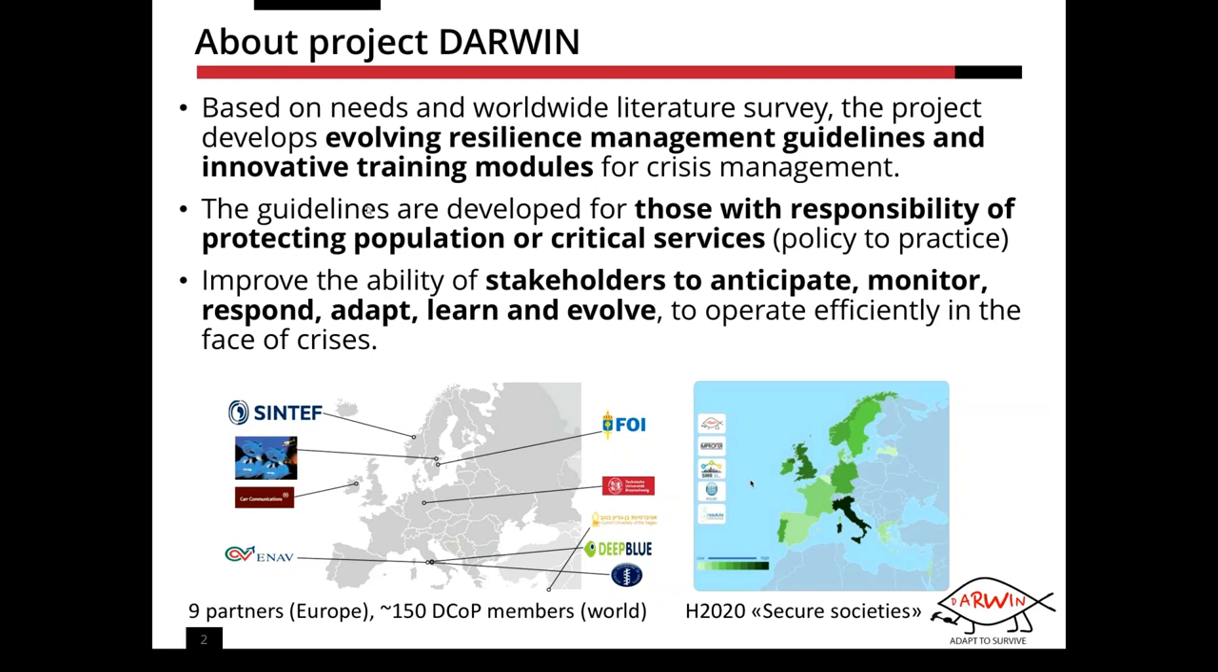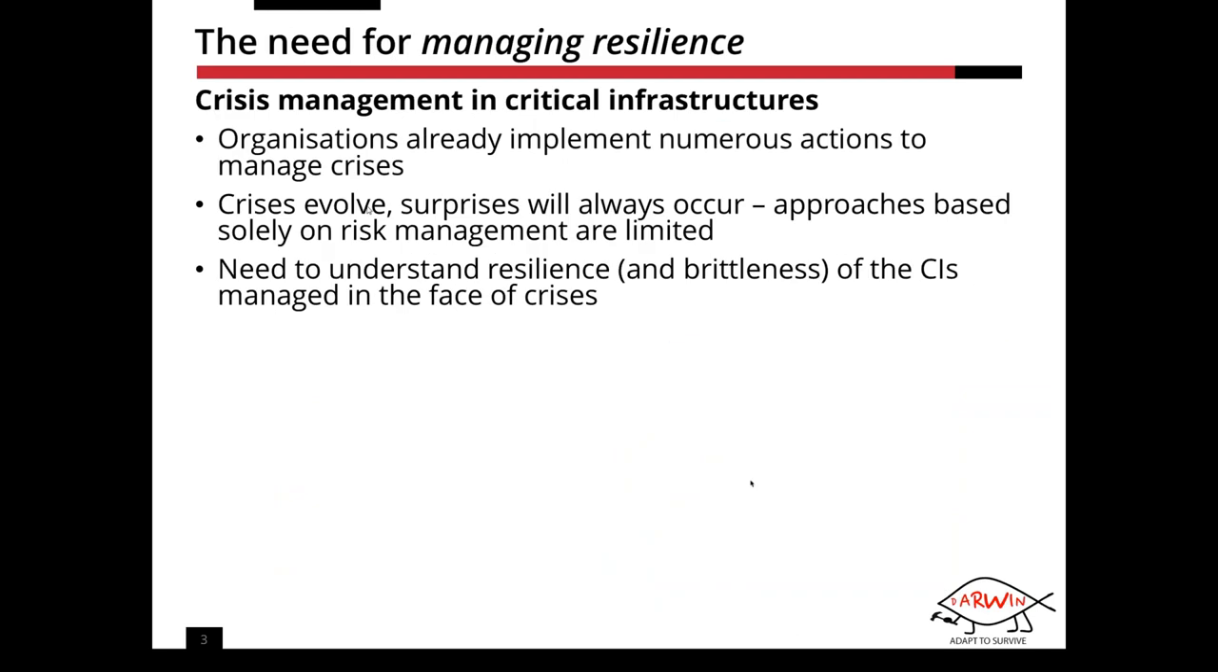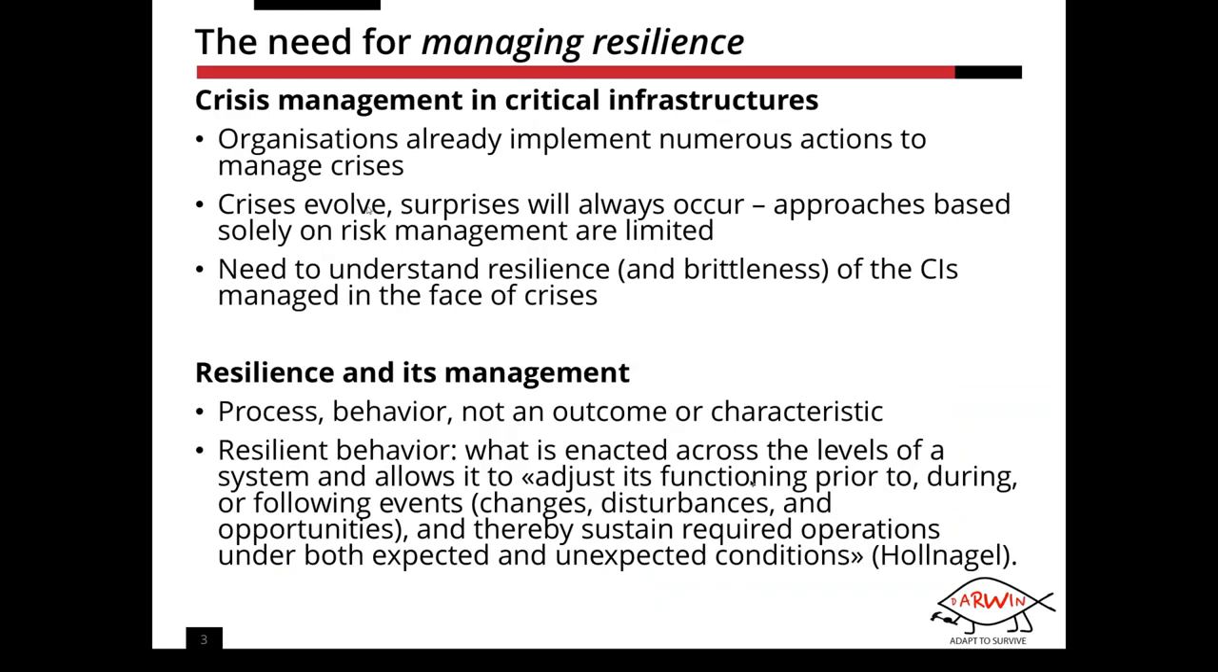So our primary target is really the people that have the responsibility to protect the population, to protect critical services, but we have to consider a whole larger set of stakeholders. It's not just critical infrastructure operators that we're targeting. What's important in terms of our starting point is that we know that organizations that are involved in crisis management already do a lot of things and implement lots of actions to manage crisis in ways that we could consider to be resilient already. But we know that the diversity of organizations in a diversity of countries represent a very heterogeneous situation. So those guidelines want to support all organizations, even if they are at different levels of maturity, if you will, relative to the ideas that are presented.